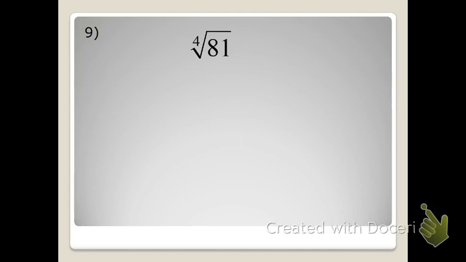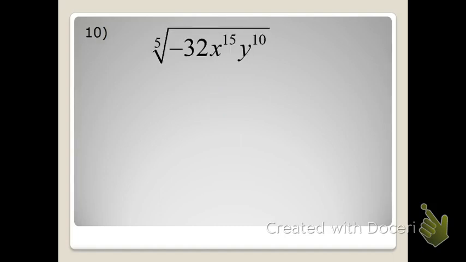Okay, nth root. Nth root. Fourth root of 81. 3. 3. Because isn't 3 times 3 9? And another 3 times 3 would be 9. And 9 times 9 is 81. Okay. Fifth root of negative 32. Let's just do that first. But what would that be? Kyle?